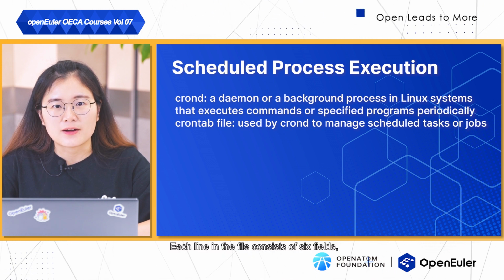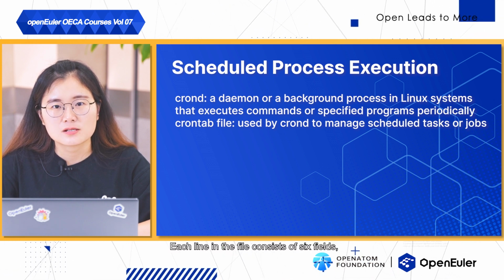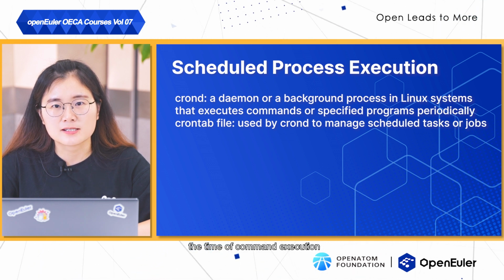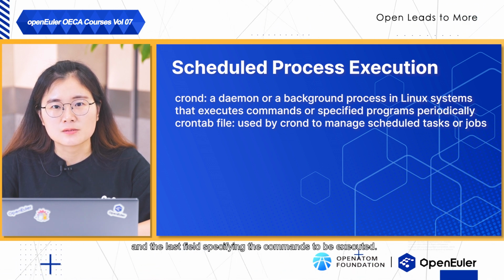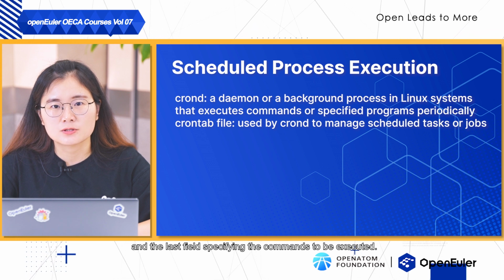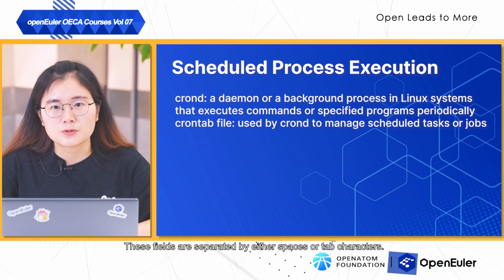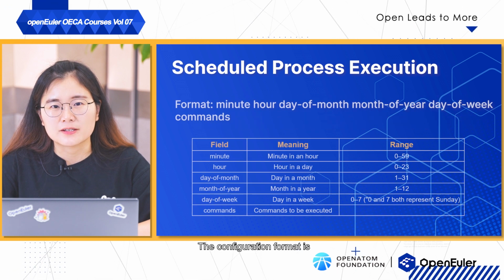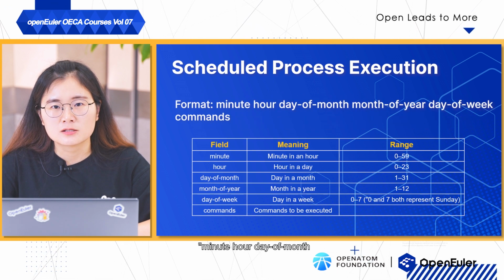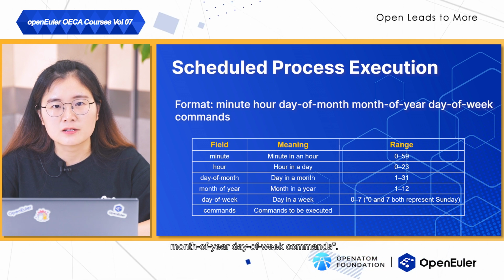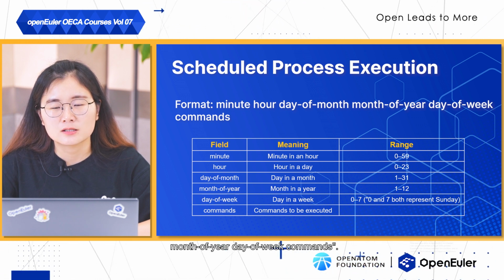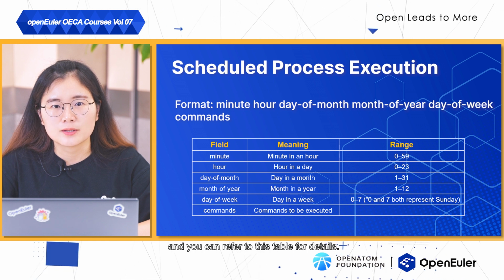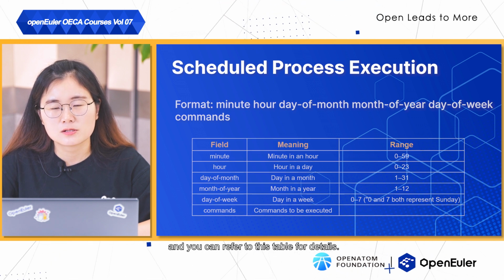Each line in the file consists of 6 fields, with the first 5 fields indicating the time of command execution and the last field specifying the commands to be executed. These fields are separated by either spaces or tab characters. The configuration format is minute, hour, day of month, month of year, day of week, commands. The meaning of each field is clear, and you can refer to this table for details.